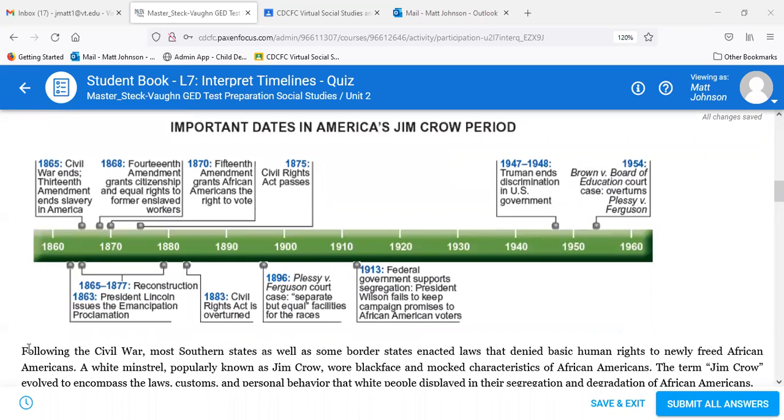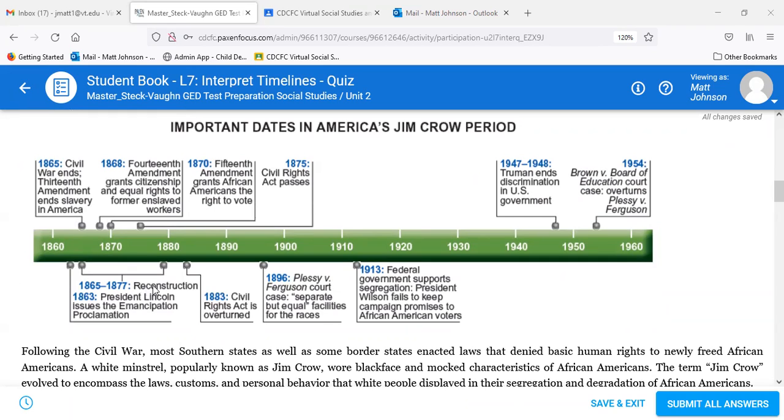And this goes from, we got 100 years here, 1860 to 1960, in increments of about 10 years. And then we have the specific years with our text here. So it actually starts with 1863, right, with the Emancipation Proclamation, then the 13th Amendment in 1865, 1868, 14th Amendment granted citizenship and equal rights to former enslaved workers.